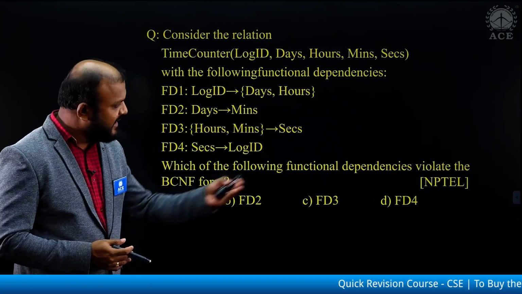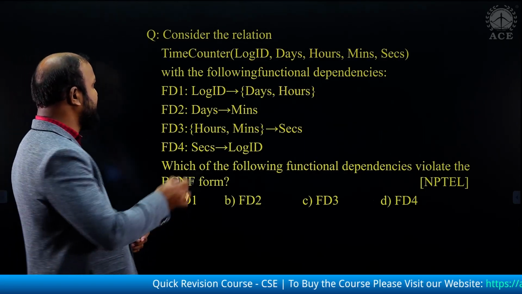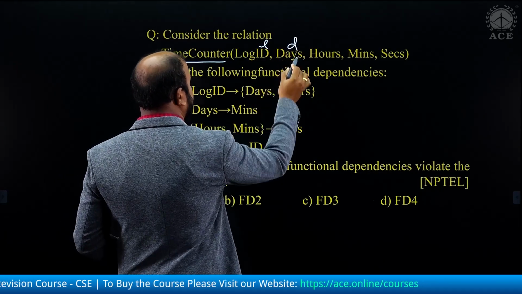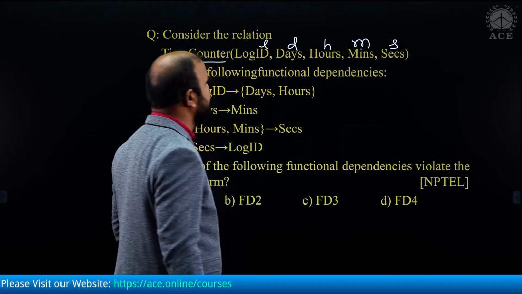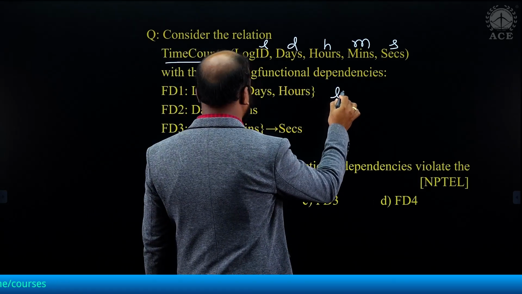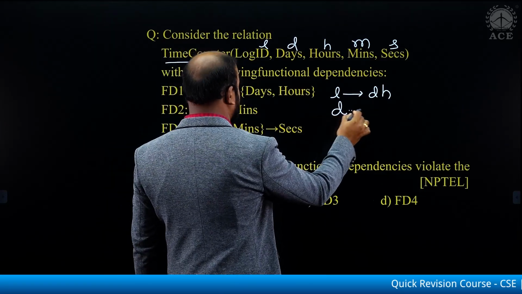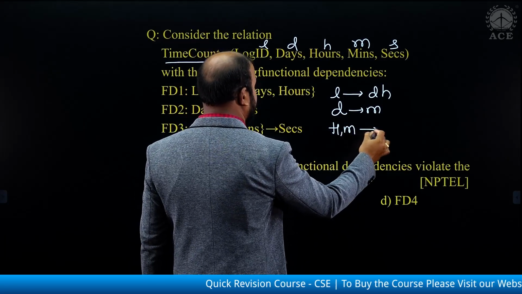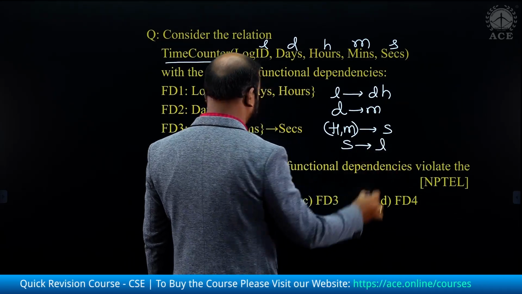Here is one more question, again collected from the source of NPTEL. Consider the relation time counter. Login ID L, days D, hours H, minutes M, seconds S. These are the attributes, with the following functional dependencies. Login ID is determining days and hours. Days determining minutes. Hours, minutes is determining the seconds. And seconds is determining the login ID L.